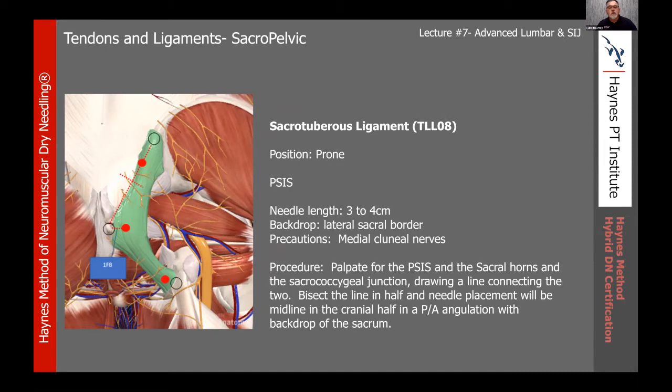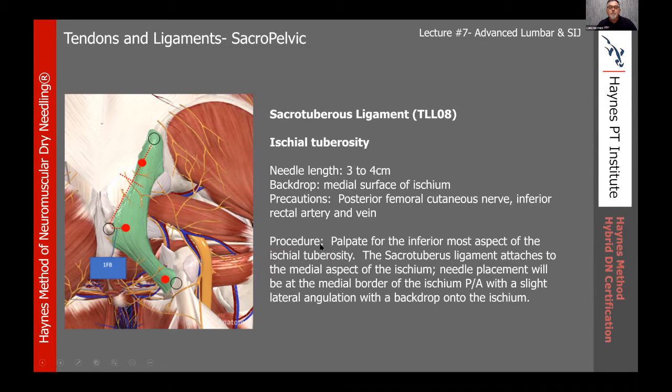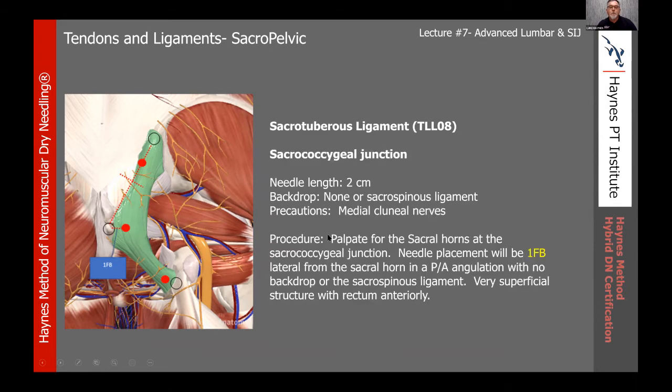Let's move on. So the sacrotuberous ligament, see, it's a rather large ligament from the PSIS over to the sacrum and then down to the ischial tuberosity. Three potential locations of problem. We want to be able to needle all three of those.